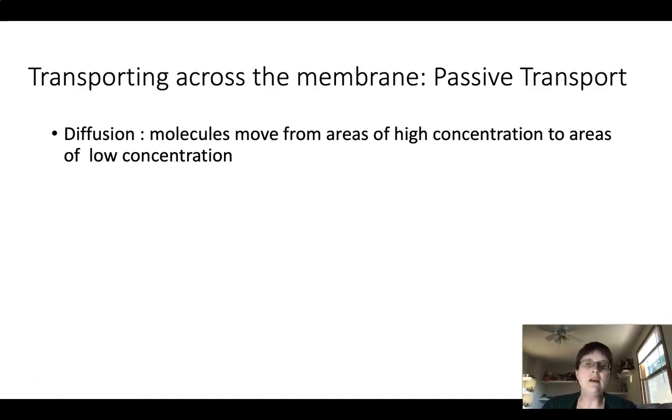But they're going to move from areas of high concentration to areas of low concentration. So they're going to move from areas where there's lots of stuff to areas where there's not a lot of stuff. You can think about it as wanting to move from a very crowded area to a not crowded area. Right? Same idea. The molecules that can do this without any assistance are things like oxygen and carbon dioxide.